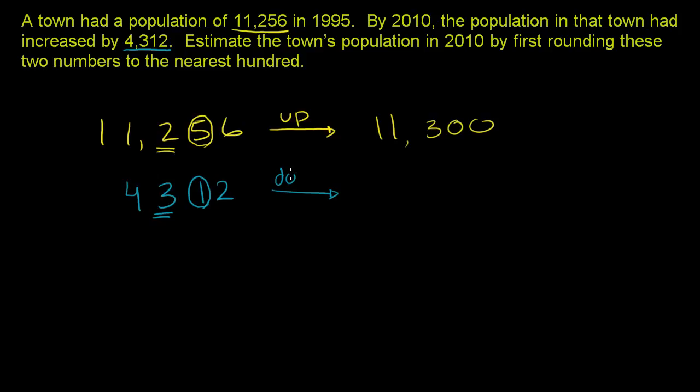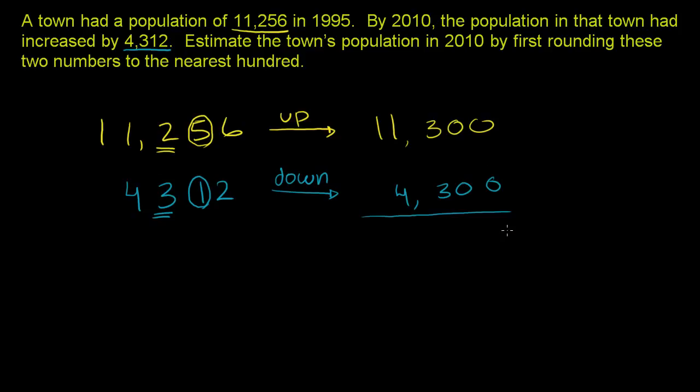So we want to round down. So 312 is closer to 300. We round down to just a 3 here, and these get zeroed out. So 4,300. And now we're ready to add our rounded numbers.